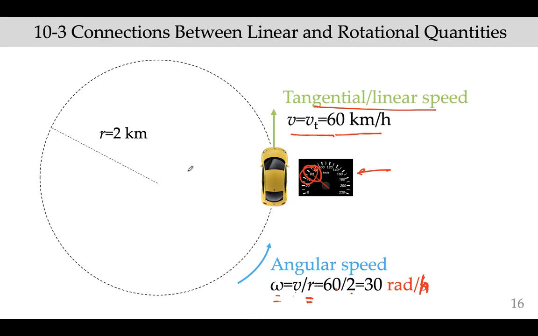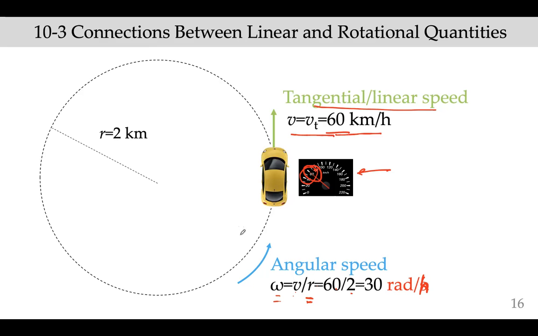So if the radius was 4 kilometers, then this would be 60 divided by 4. So it will be 15 radians per hour. As you can see here, the linear speed is fixed. Then because we put r on the other side, it looks like the angular speed also depends on the radius. So you find different angular speed for different radius.